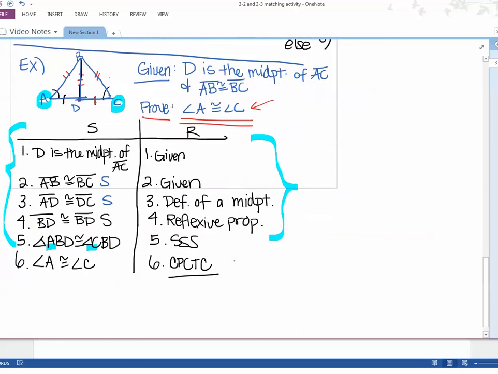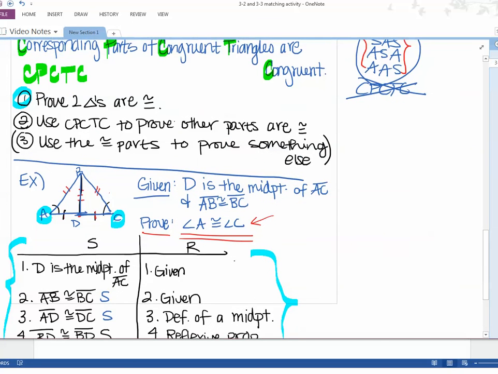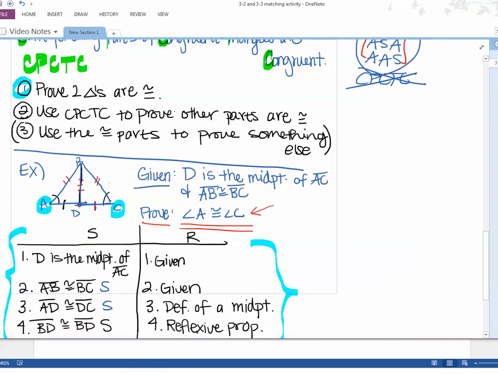All right, so that's pretty much it for the basic ones. Using the congruent parts to prove something else, we'll talk about that on Monday. We'll do an example of that on Monday. Those are a little harder.